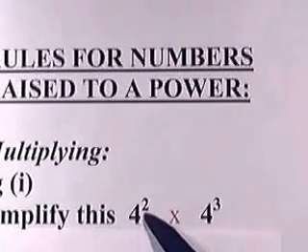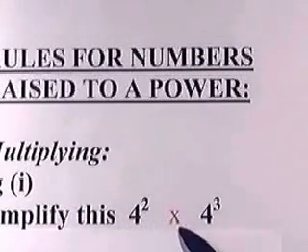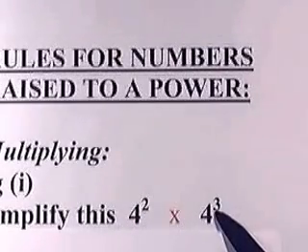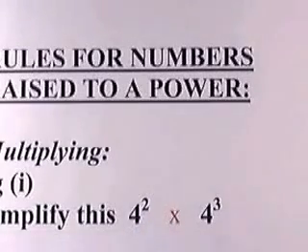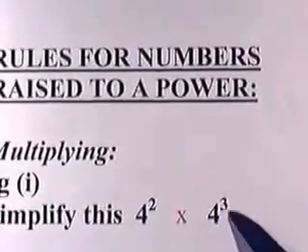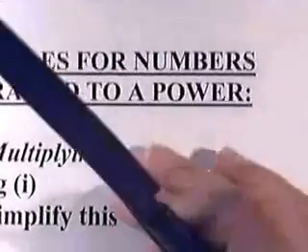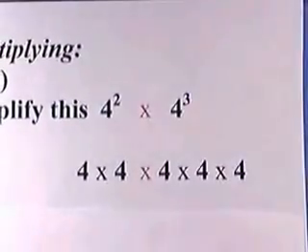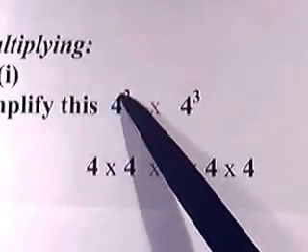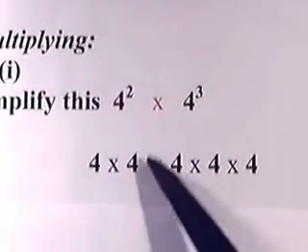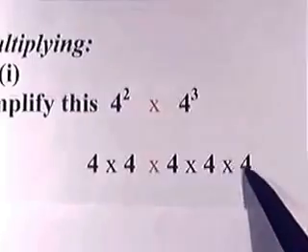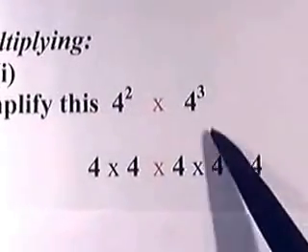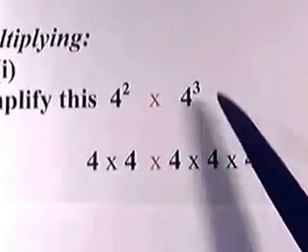Here we have 4 to the power of 2 multiplied by 4 to the power of 3. Well, 4 to the power of 2 really means 4 times 4 multiplied by 4 times 4 times 4. 4 times 4 is 4 squared, and it's multiplied by 4 times 4 times 4. This 4 times 4 times 4 is 4 cubed.